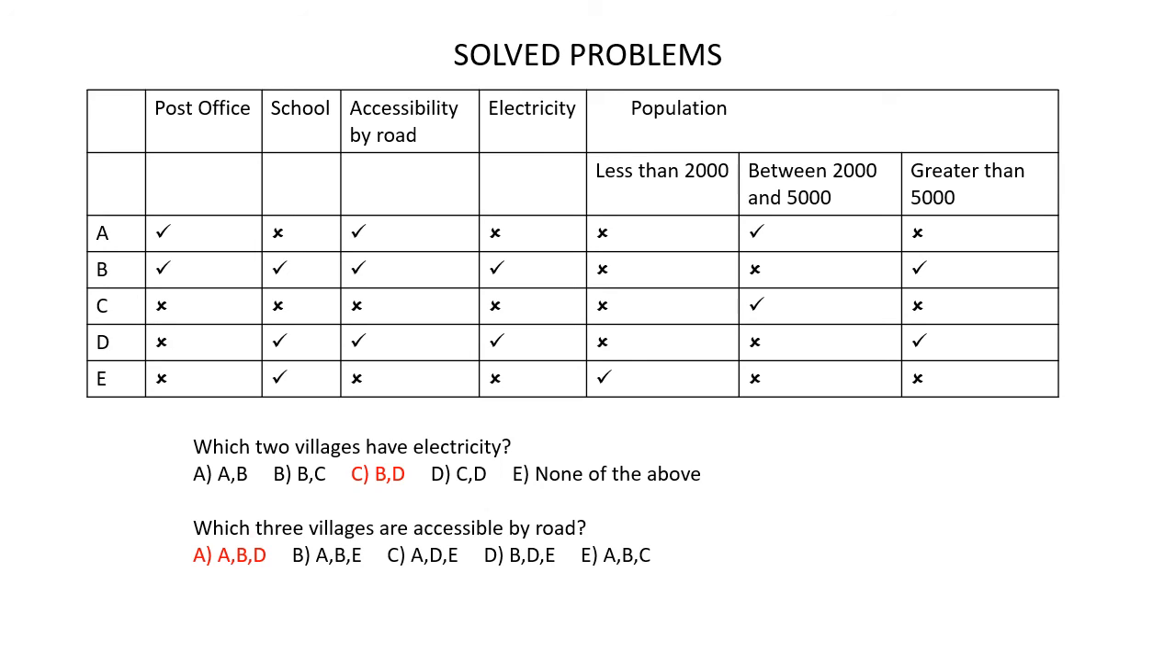Which three villages are accessible by road? You are given 5 options here and you have to find out which of these options is the correct one. According to this table, you can see that village A, village B and village D are accessible by road. So the correct answer is option A, B, D.